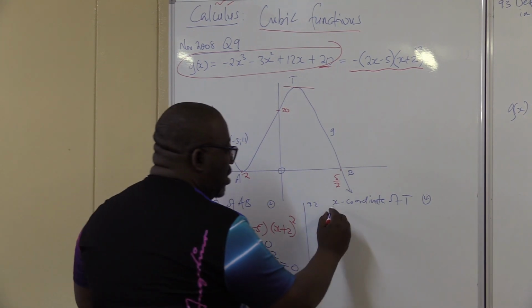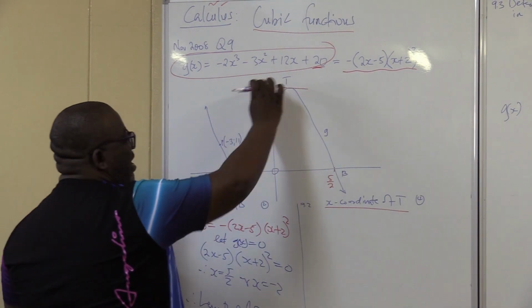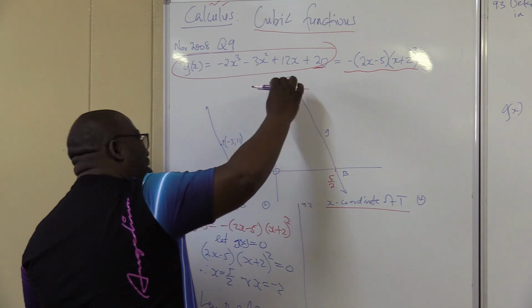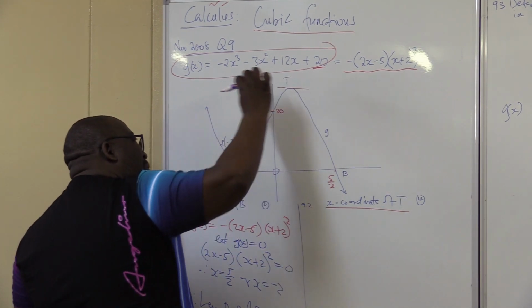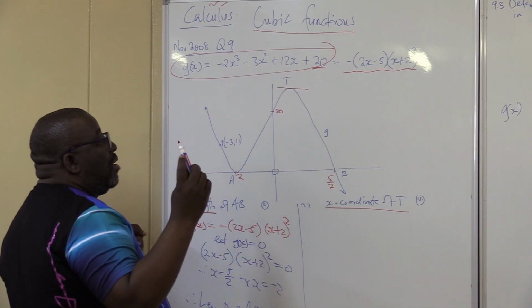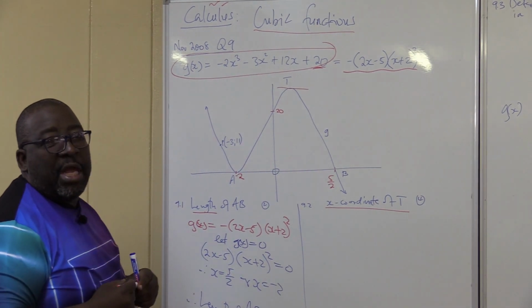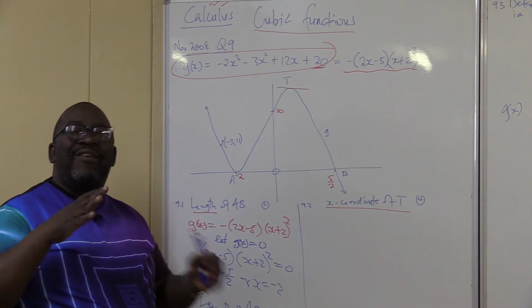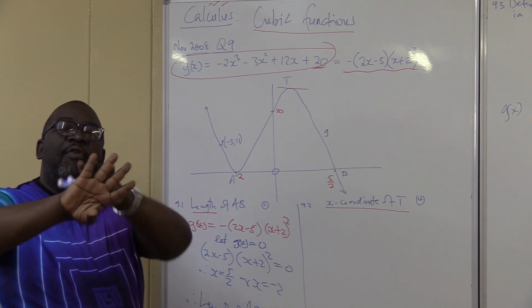Calculate the x-coordinate of t. At t, the stationary point, this one and this one. But I'm only asked for t. I just do what I know. Remember, whatever questions they ask me revolves around these four.